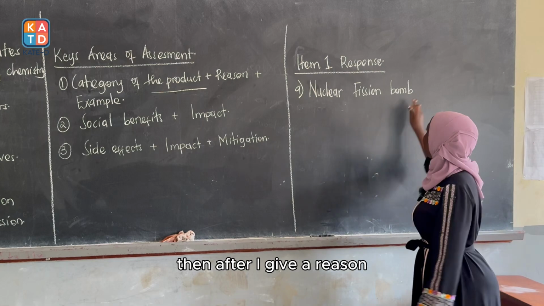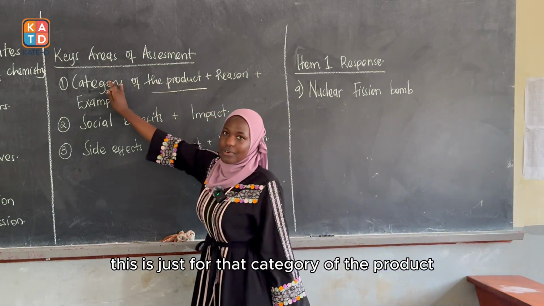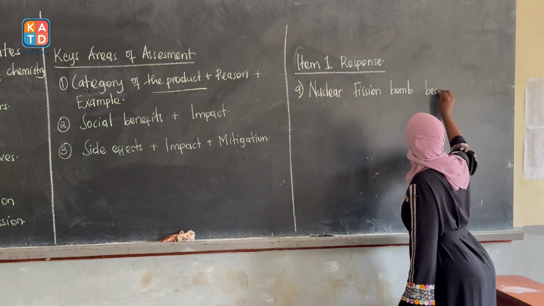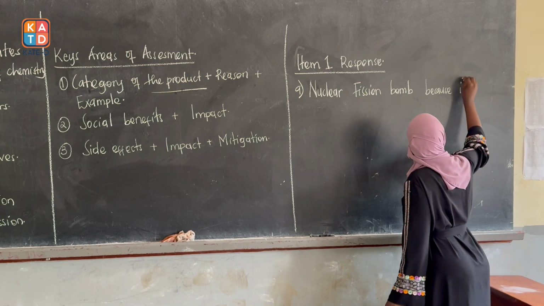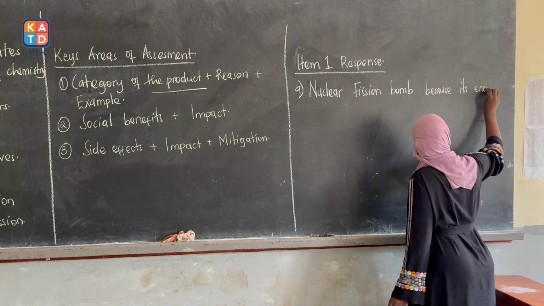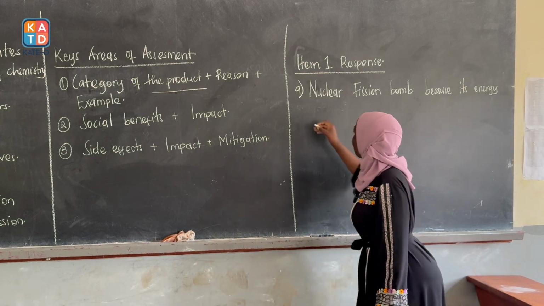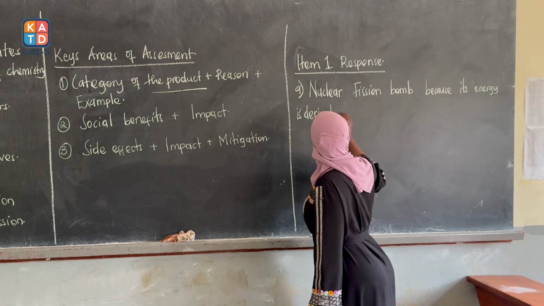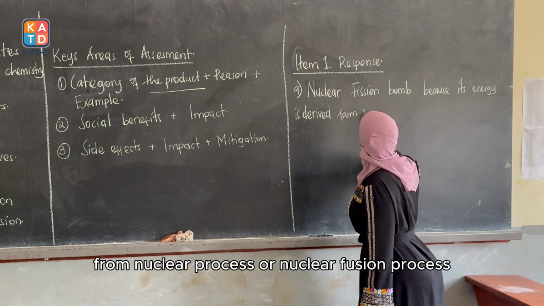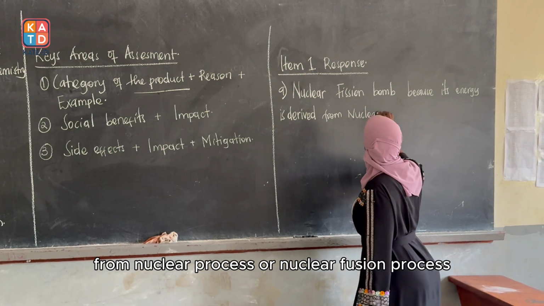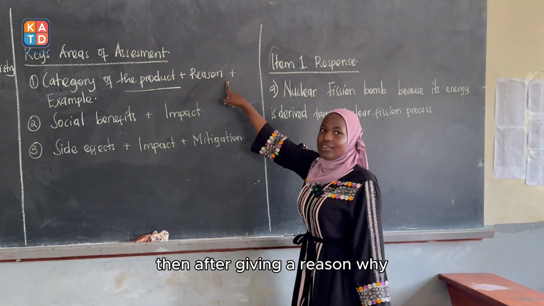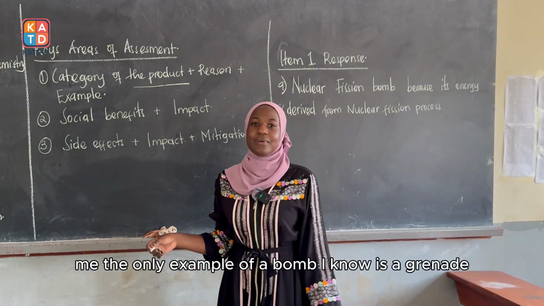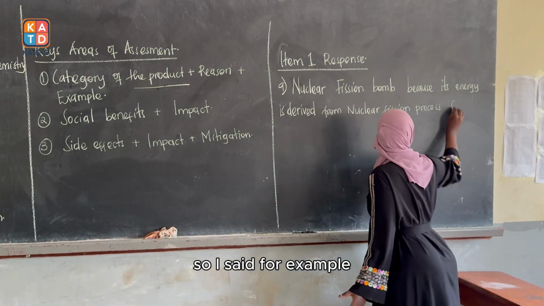Then after, I give a reason. This is just for the category of the product. Then I add on a reason. I give a reason why, because its energy is derived from nuclear process or a nuclear fusion process. Then after giving a reason why I'm calling it, I give an example of a bomb. The only example of a bomb I know is a grenade. So I said, for example, grenade.